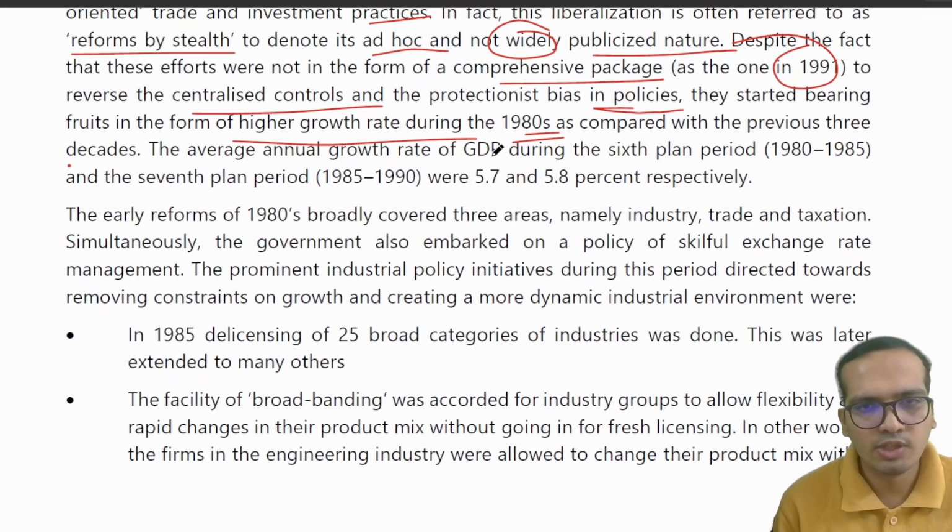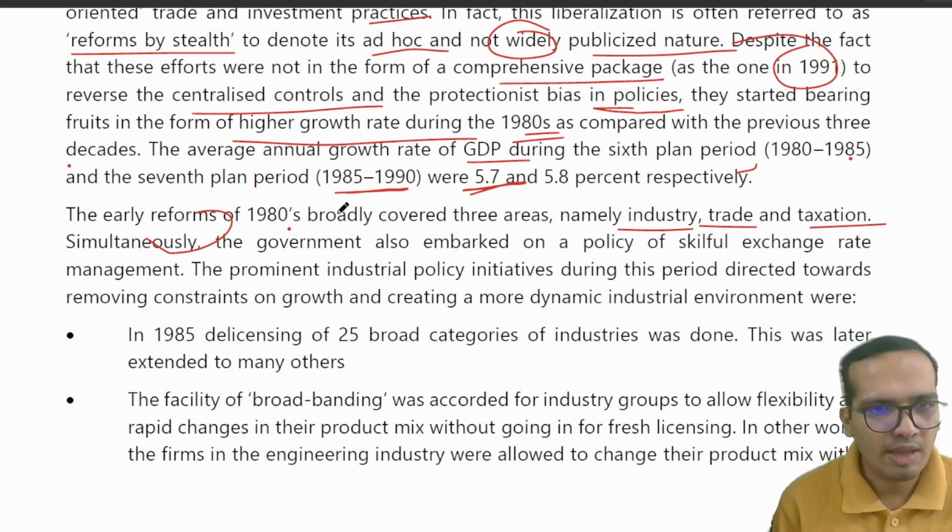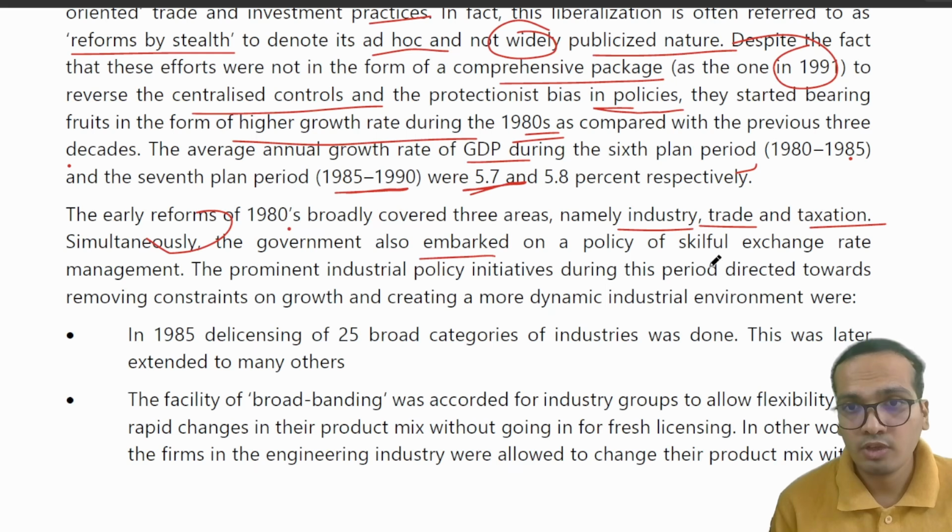The average annual growth rate of GDP during the sixth plan period, that is 1980 to 85, and the seventh plan period, that is 1985 to 1990, were 5.7 and 5.8% respectively. The early reforms of the 1980s broadly covered three areas, namely industry, trade, and taxation. Simultaneously, the government also embarked on the policy of skillful exchange rate management.